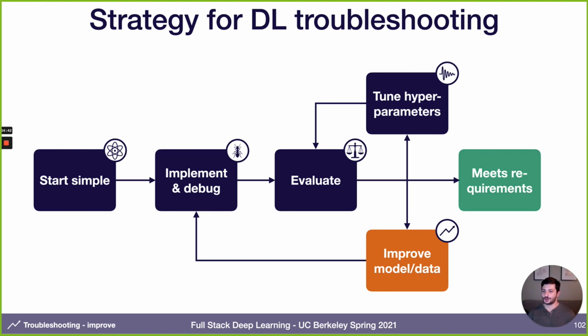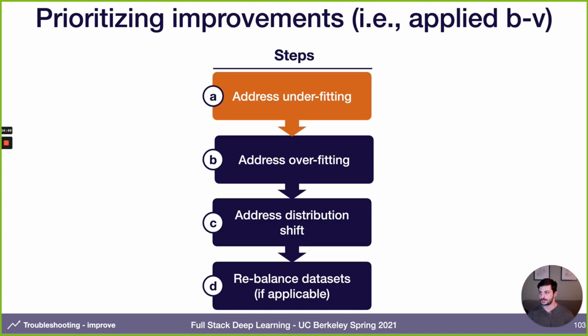So next, we're going to talk about how to actually make improvements to your model and your data to try to improve model performance. And the way that we're going to apply the bias variance decomposition to prioritize improvements is we're going to follow the following set of steps. So the first thing that we're going to do is start by addressing underfitting. So if we're both underfitting and overfitting, we'll start with underfitting.